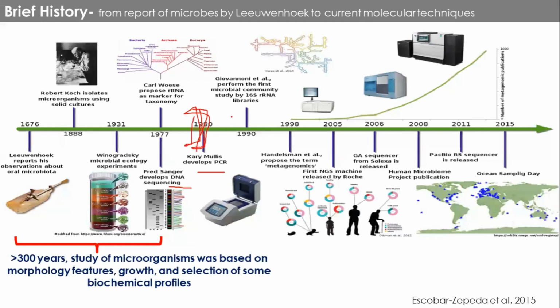One of the very first studies to understand the microbial community in the marine environment was done by Stephen Giovannoni, where he performed the first microbial community study by 16S rRNA library. I will explain what the 16S rRNA library is in a couple of slides later. But since this particular time, maybe close to the 90s, we have a lot of studies where we have been using the 16S rRNA or other molecular markers to study the sequence-based and function-based metagenomic studies.